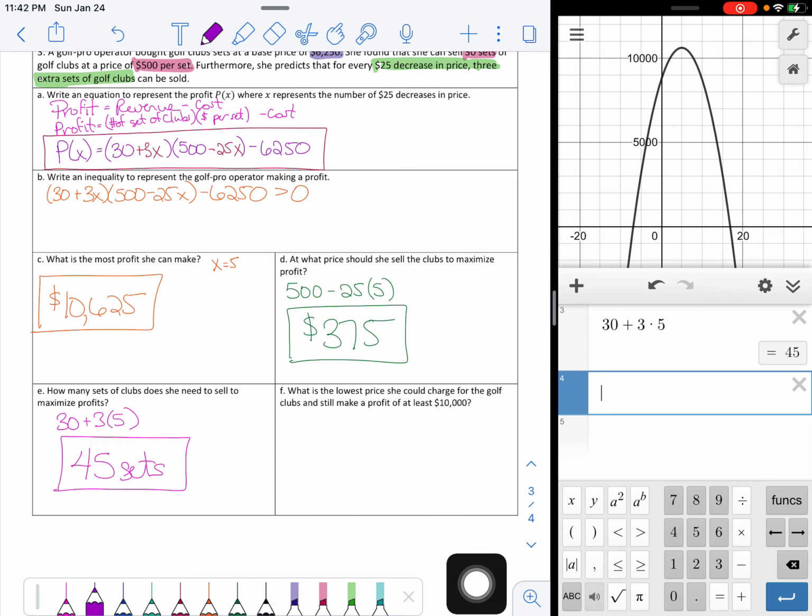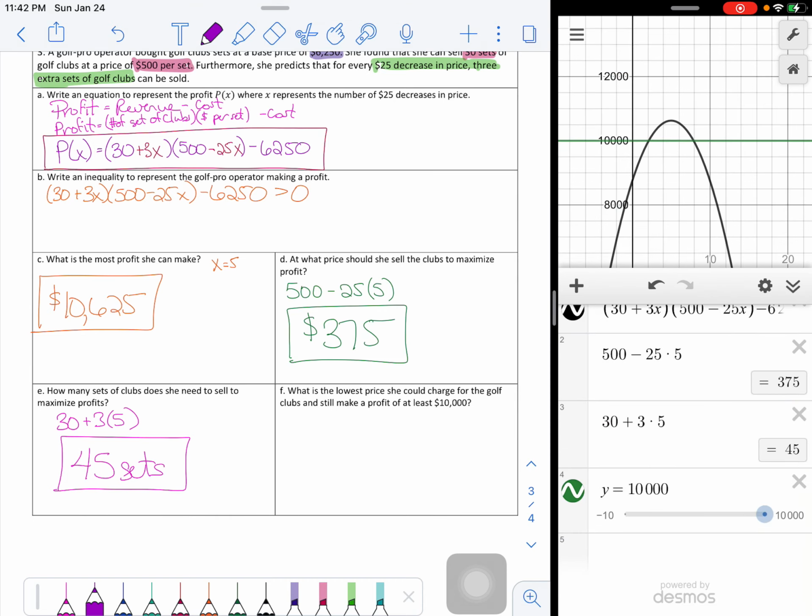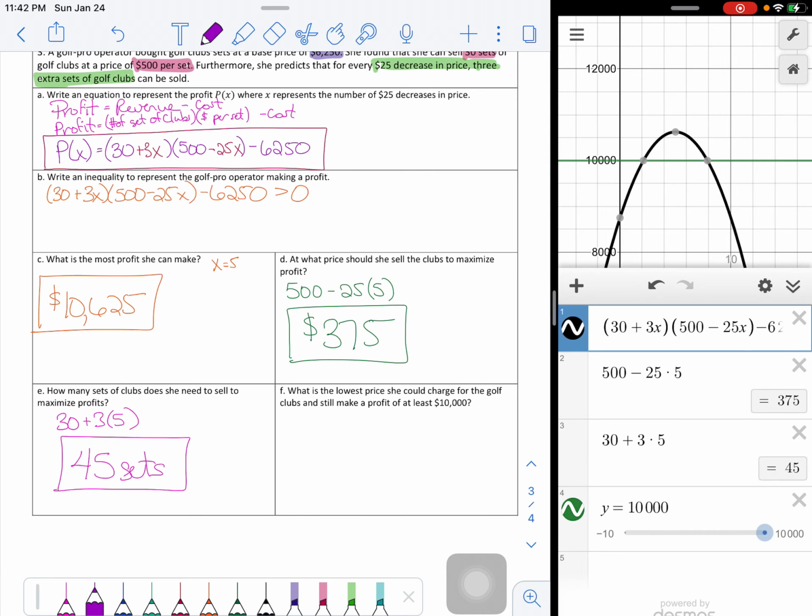So to do this profit of at least $10,000, I'm going to put in a horizontal line into Desmos. So y is equal to 10,000. Let me get all the zeros in there. There's 10,000, and it's way up at the top of the graph. Okay. Now there are 2 points here. We've got this point when we make 2 changes, and this point when we make either 7 or 8 changes. Now, 7 or 8 changes to the price is going to be more than only making 2 changes. So this is what we want to test.